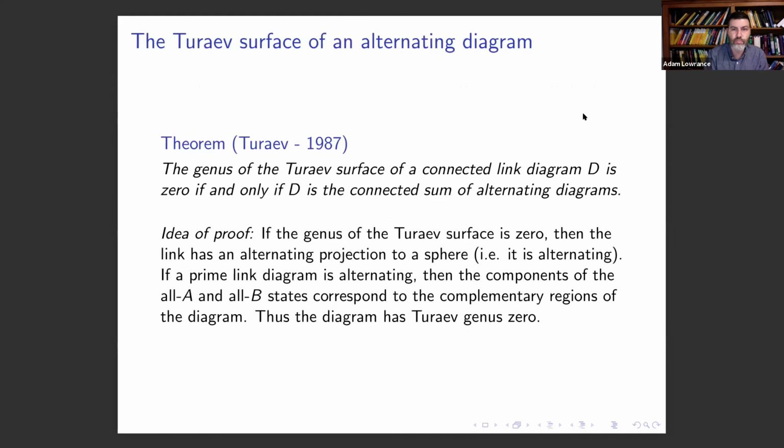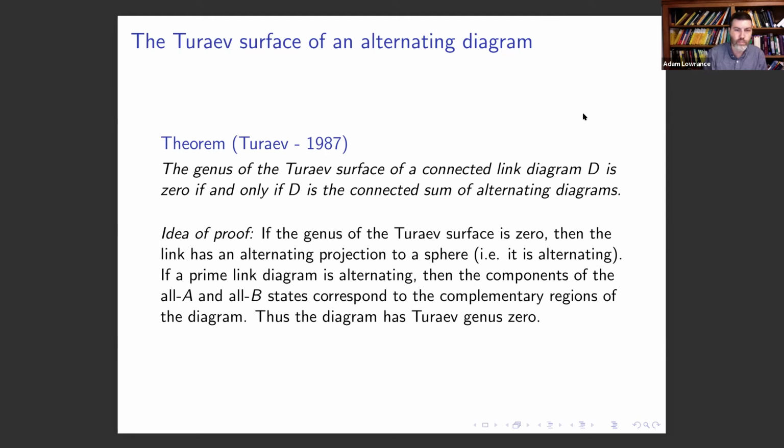And that allowed Turaev to show that the genus of this surface was 0 when you had a connected sum of alternating diagrams, and only when you had a connected sum of alternating diagrams. So the idea of the proof was, well, if the genus of the Turaev surface is 0, then by the previous picture, you have an alternating projection to a genus 0 surface. So you're alternating, right?